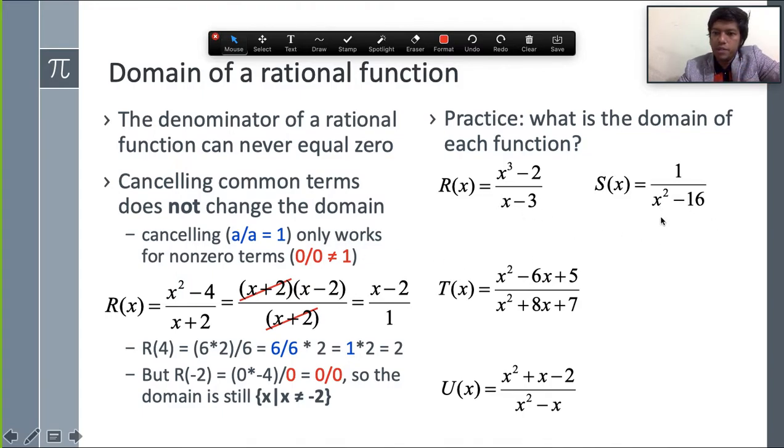Just use the denominator to find out the domain: for what value of x the function becomes undefined. Give it a try, pause the video, then we'll show you the answer here.